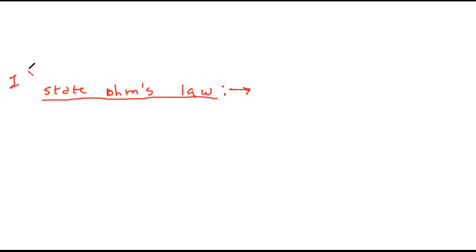Current and potential difference. Perfectly right. But the relation between these two is valid if external conditions such as temperature, length, and area remain constant. So the statement goes like this. You have done this in 8th, 9th, 10th also.